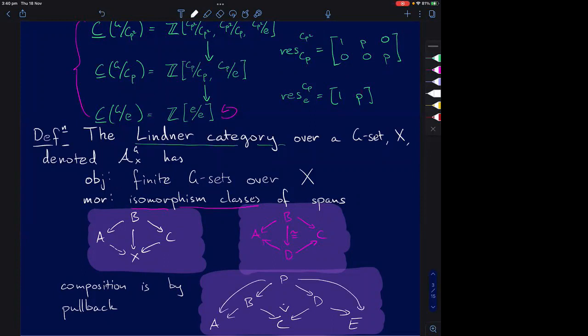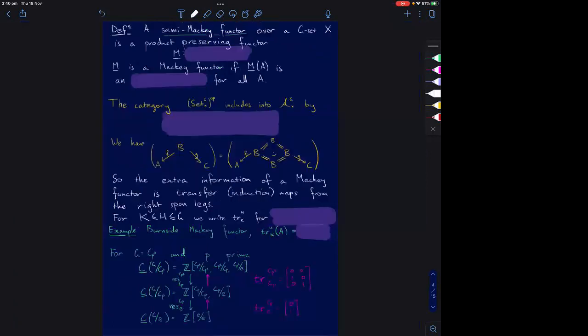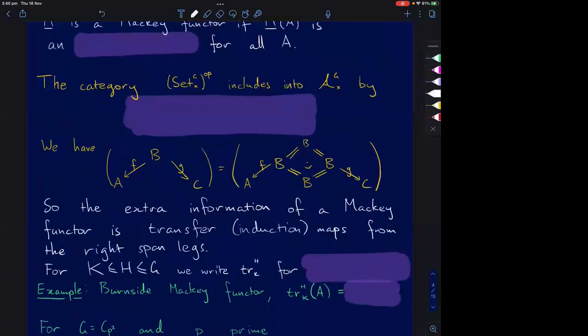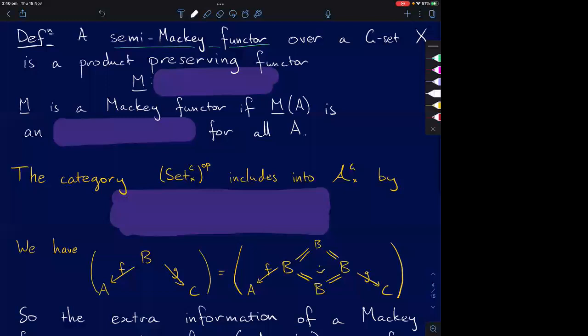Okay. Now, what was the point of that? The point was that a semi-Mackey functor over a G set X is a product preserving functor from AGX to sets. And it's a Mackey functor if it takes values in abelian groups. And something weird is happening with my pen, but oh well. That's illegible.